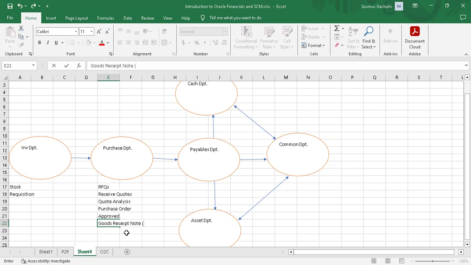Call it, in brackets, GR. And something else that we can do the moment we have received goods, we can do purchase returns.